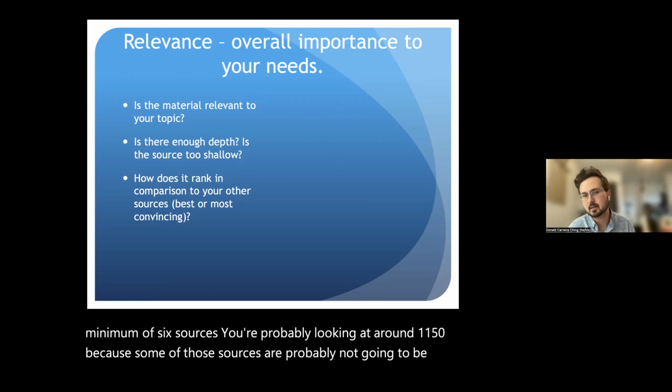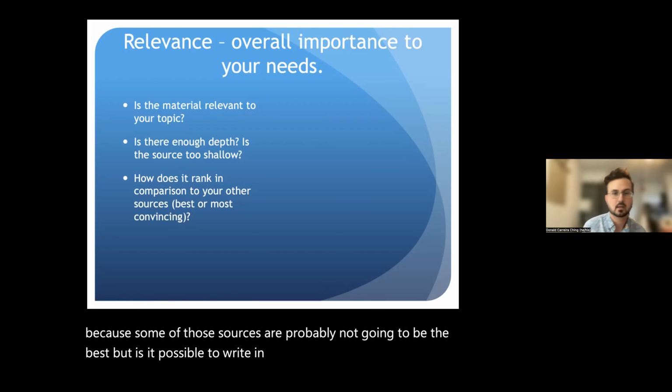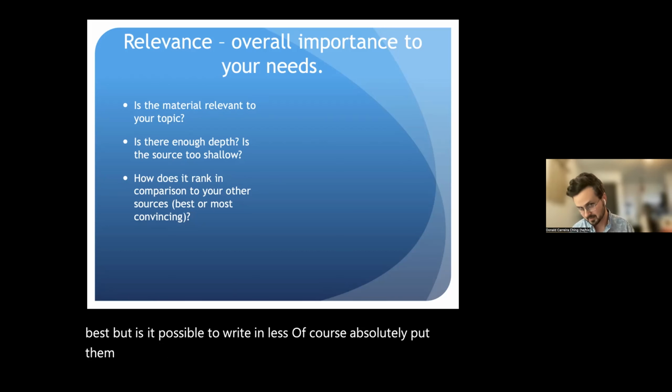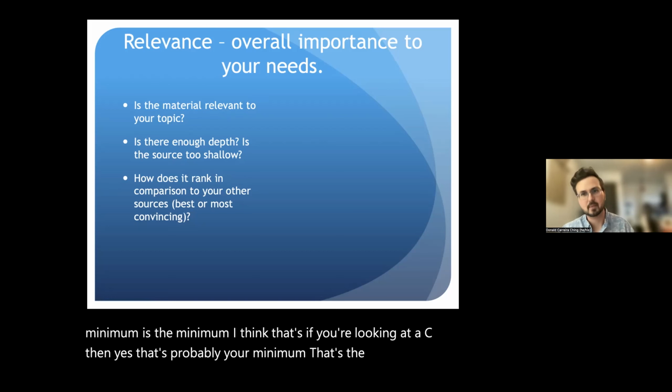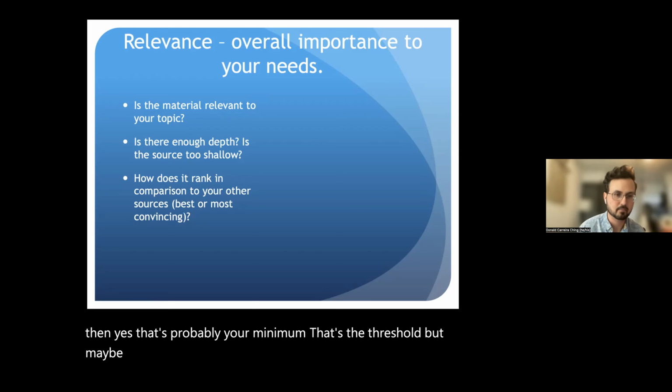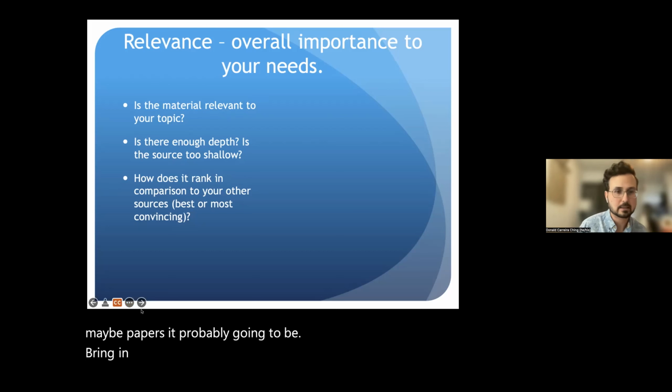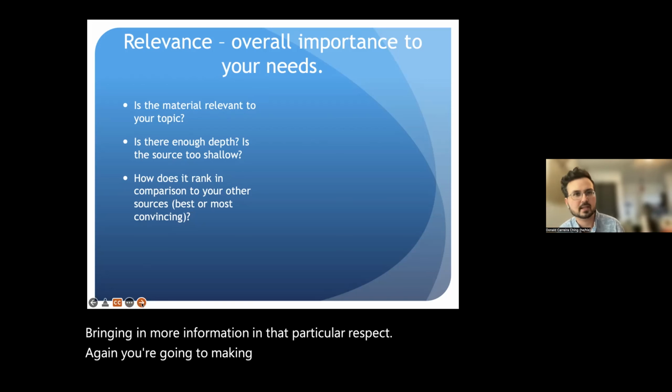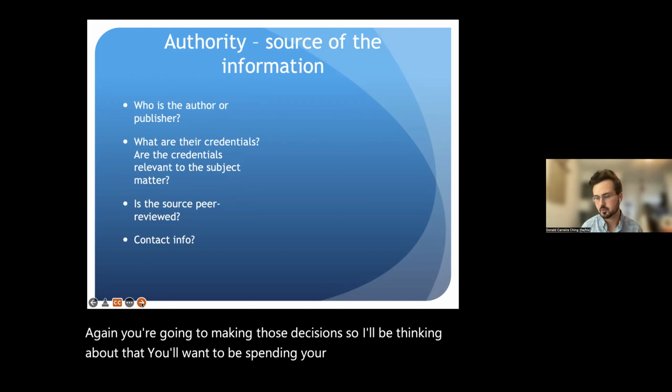But is it possible to write with fewer? Of course, absolutely. But the minimum is the minimum. If you're looking at a C, then yes, that's probably your minimum. That's the threshold. But A and B papers are probably going to be bringing in more information in that respect. Again, you're going to have to make those decisions, so also be thinking about that. You don't want to be spending your time looking at source material that you've already looked at.